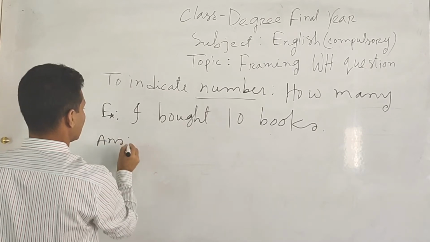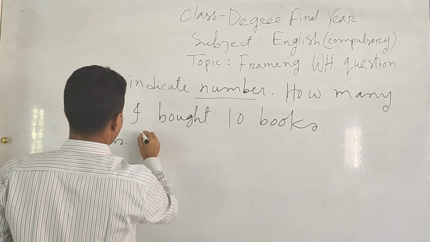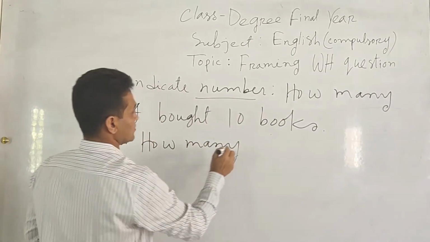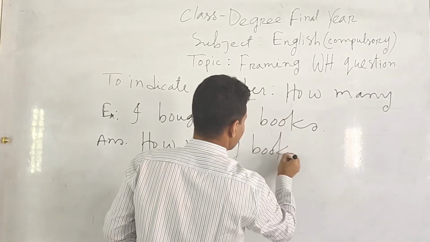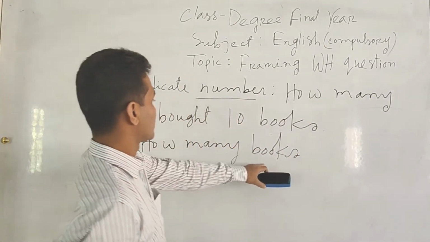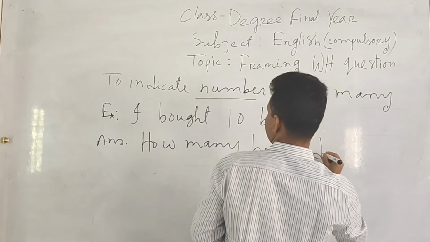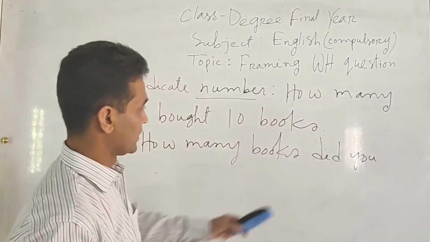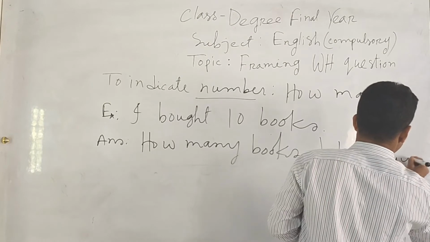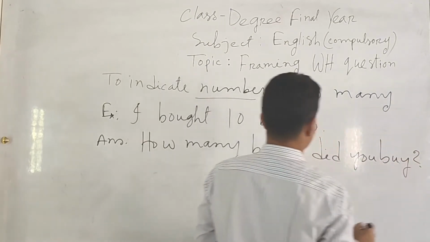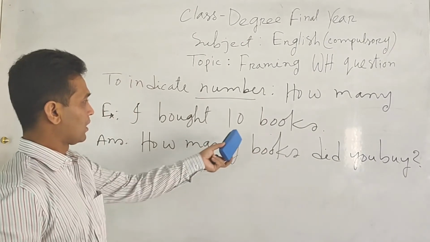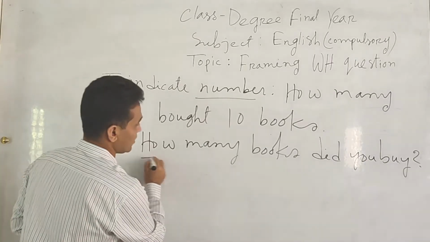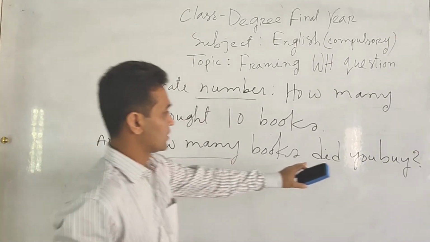Answer: how many books, object; how many books did you, how many books did you buy. Okay, when we ask about any number, we will use how many, of course. Okay, how many books did you buy.